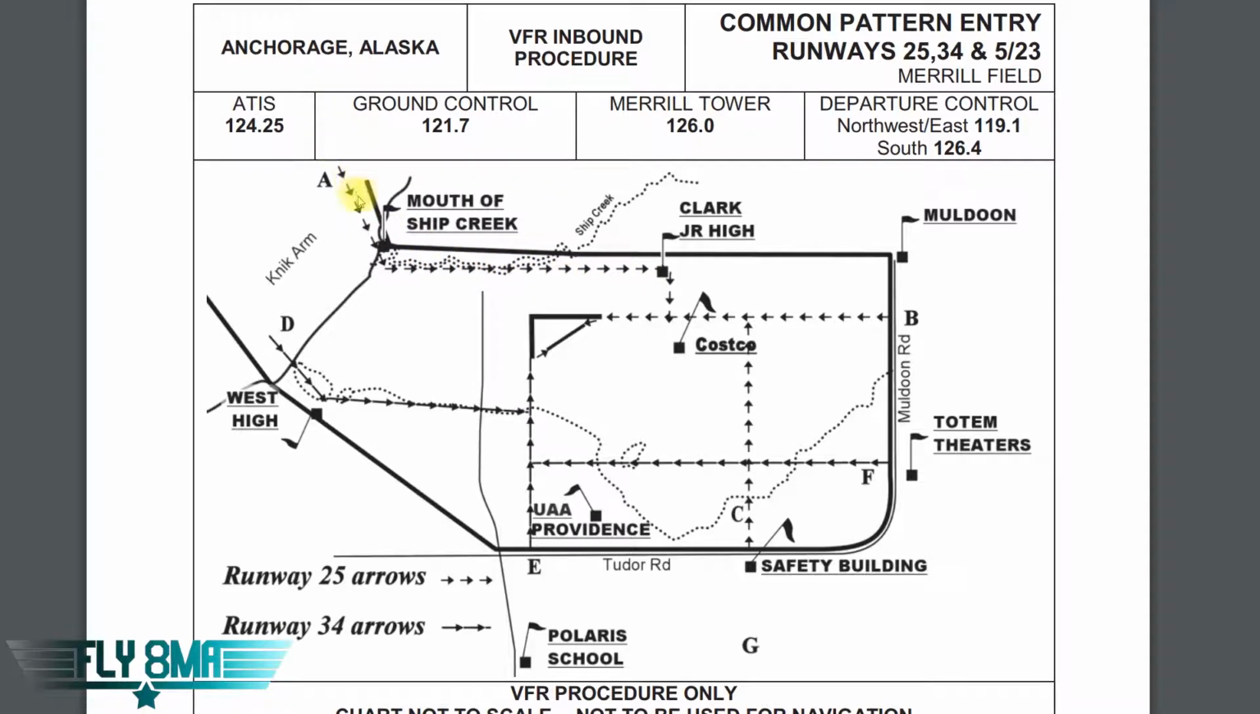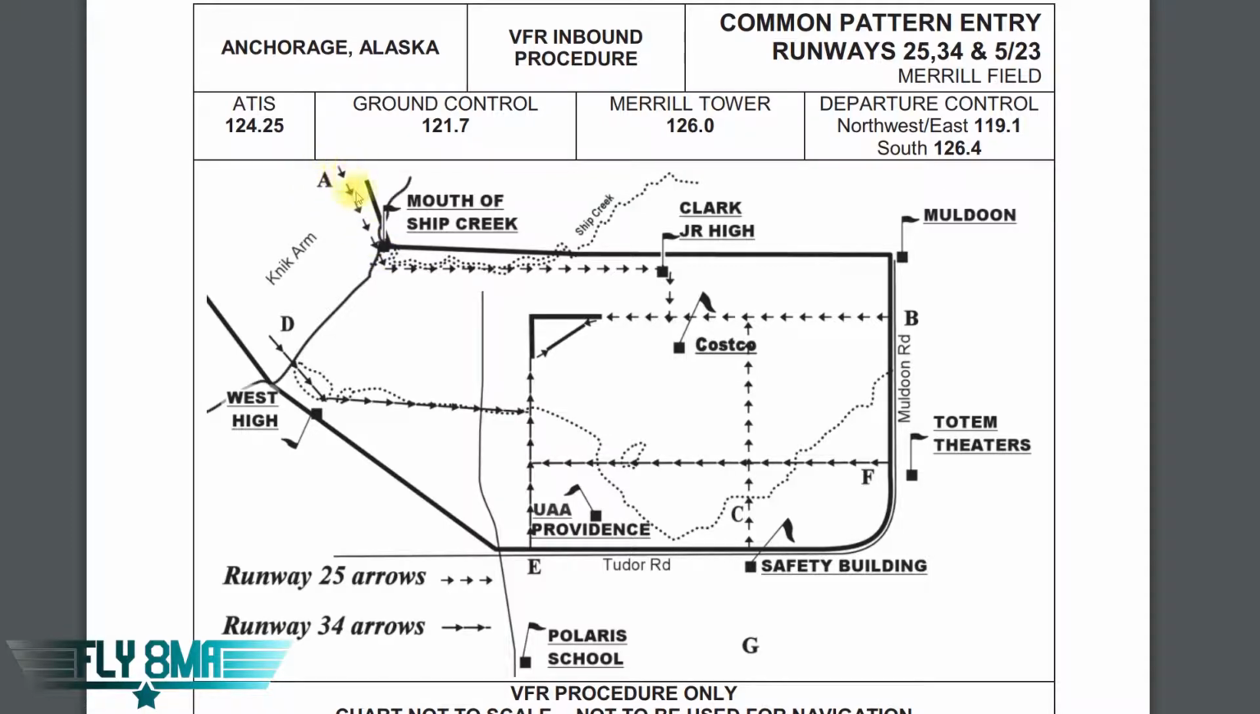They prefer you come around here, right to the mouth of Ship Creek. That's the edge of the airspace for Elmendorf, so if you just stay to the south of the mouth of Ship Creek and then fly inbound here, you'll make right traffic and you'll come around to runway 25. That's what they're looking for. And again, that Part 93 rule applies to us.